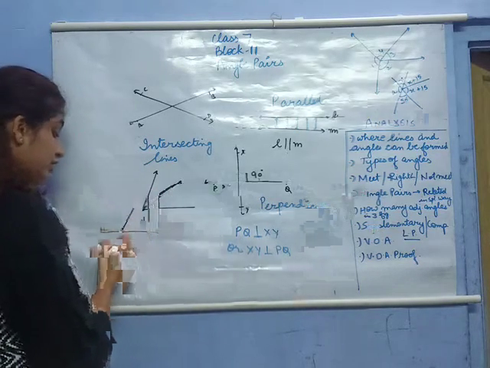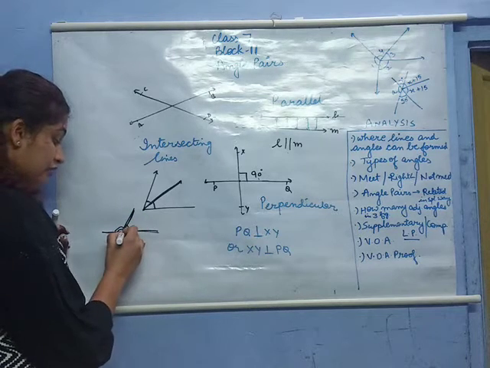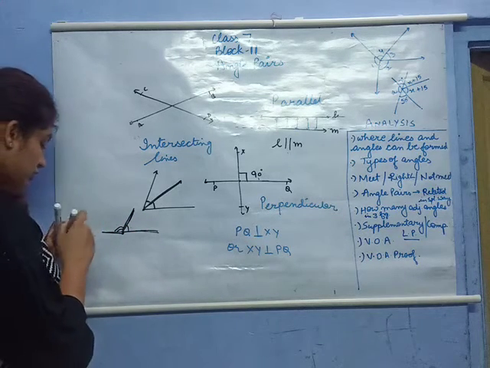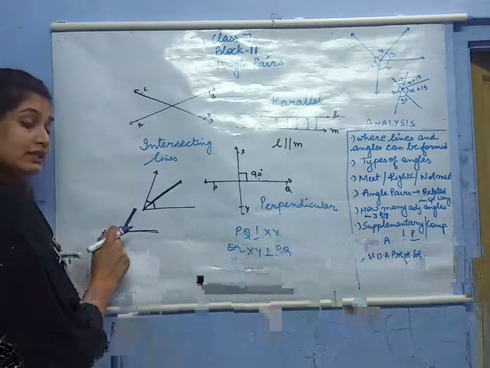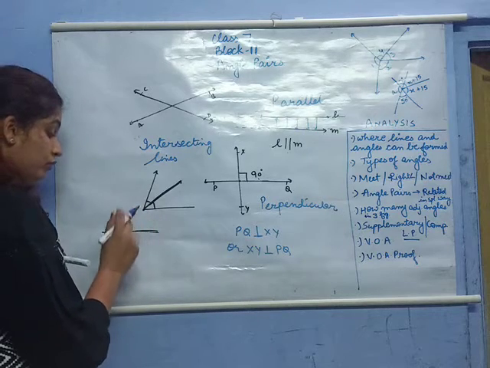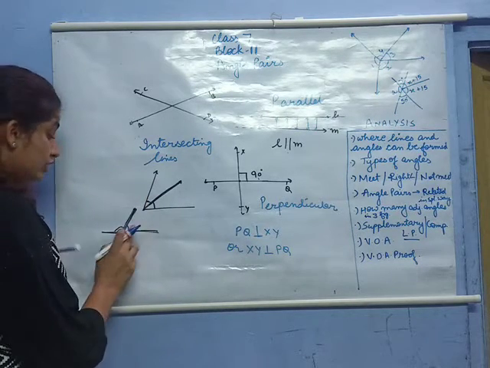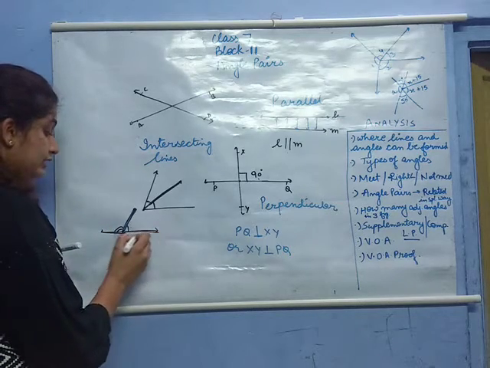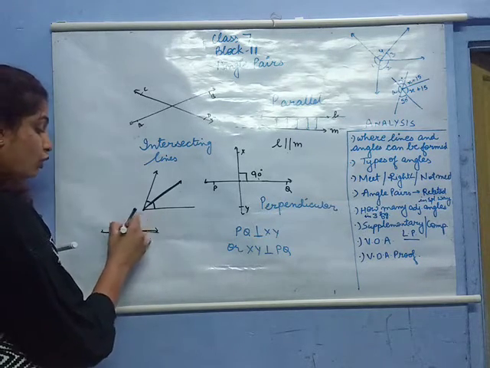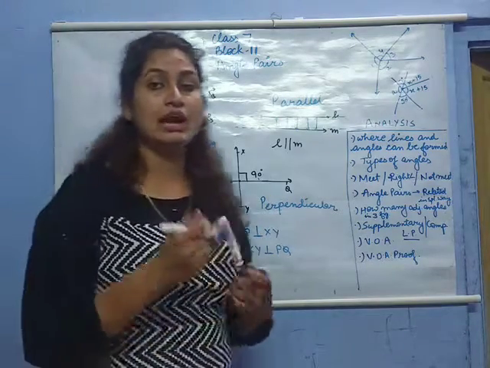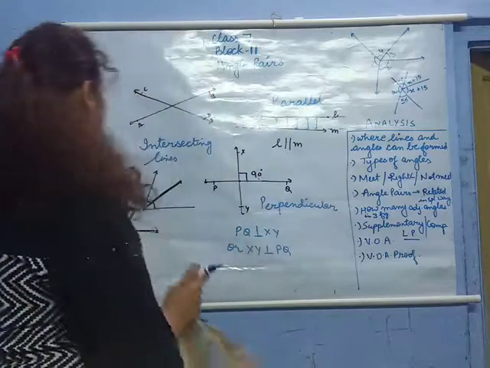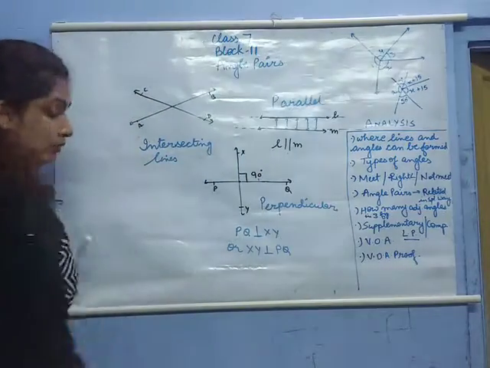Suppose, see here, this is a pair of adjacent angles. How? This angle and this angle have this vertex common, and this line is common to this angle and this angle also. One vertex in common, one line is common. Moreover, the non-common lines are one on the left side and one on the right side of the common arm. Is that clear? So adjacent angles are just next to each other, having one vertex and one arm in common.